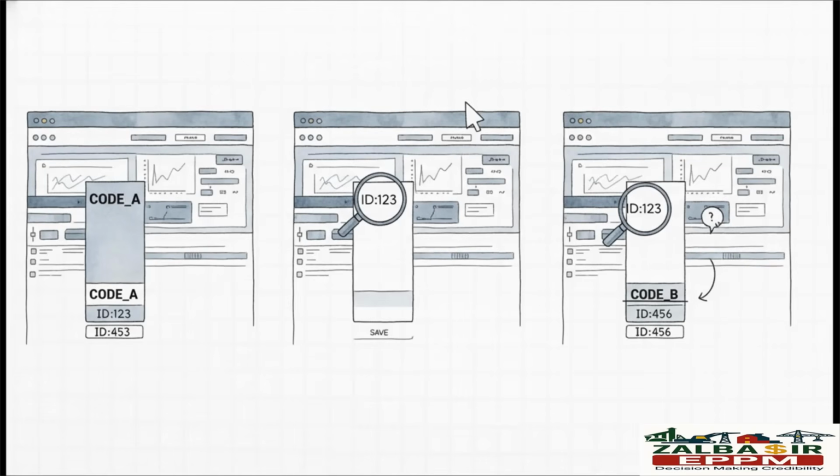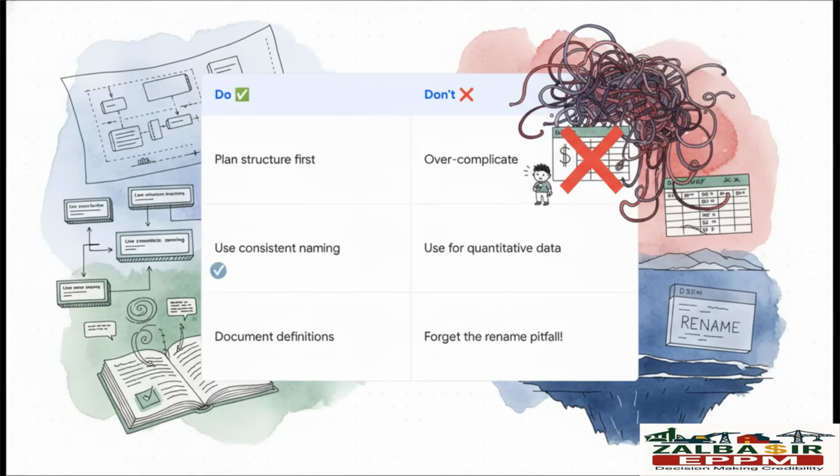So, it's really crucial to understand why this happens. See, when you rename a code, P6 secretly changes its internal ID in the background. Your saved layouts, they're still looking for that old ID, which doesn't exist anymore. The fix, while it's a little annoying, is straightforward. You have to open every single layout that used that code, add the new renamed codes column back in, and then just resave it.